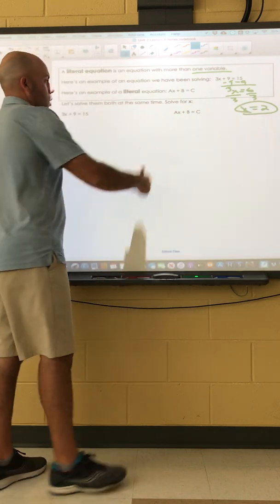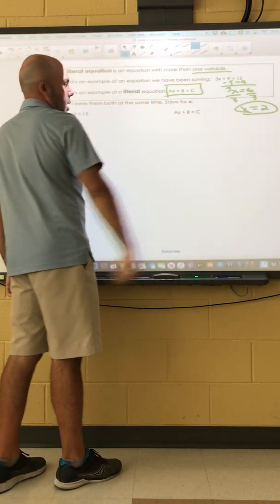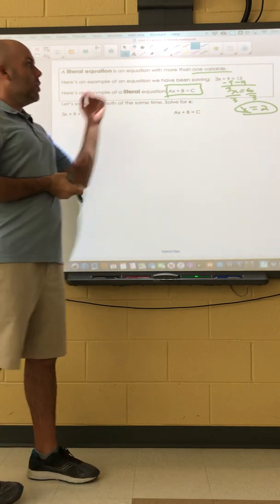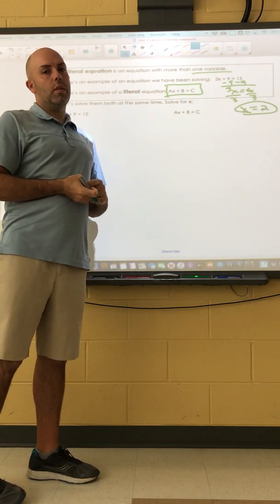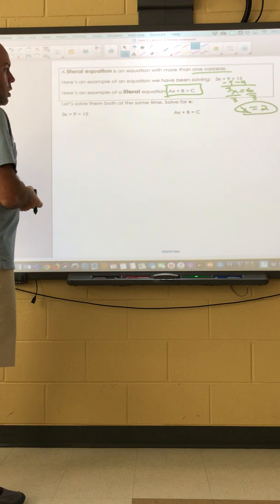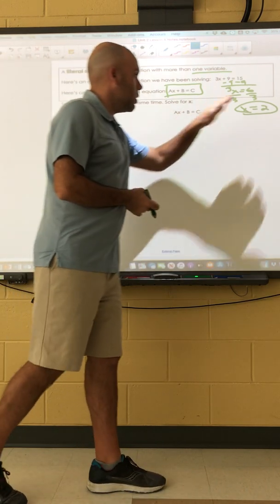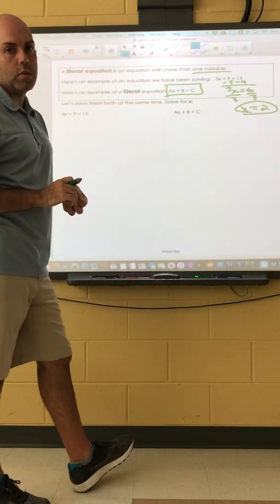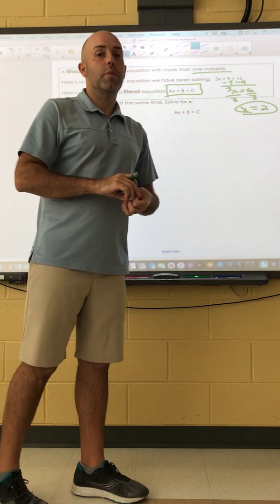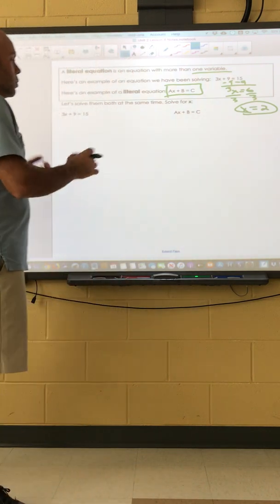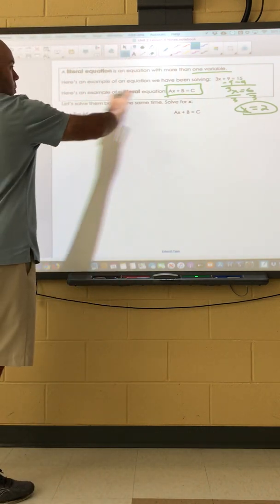When you see a literal equation, here's an example: ax plus b equals c. There's more than just one variable in that equation, okay? So when we solve for something, we're not just going to get a nice clean number like you're used to. You're going to have a variable as part of the answer, okay? So it's more about getting comfortable with it. So let's compare the two.